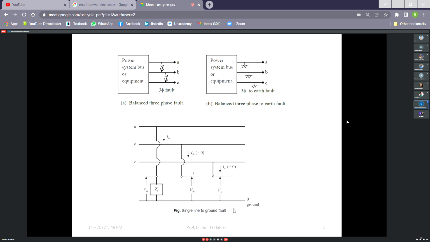Now a fault, that means short circuit, that means connection of two live conductors. It may happen in different ways. Say three phases get short circuited, right? So this is called a balanced three-phase fault. Similarly, three phases individually can be grounded. This is called a balanced three-phase ground fault. Or it may happen in this way also: these three are shorted and then the third conductor is grounded. Then it will again be a balanced three-phase fault.